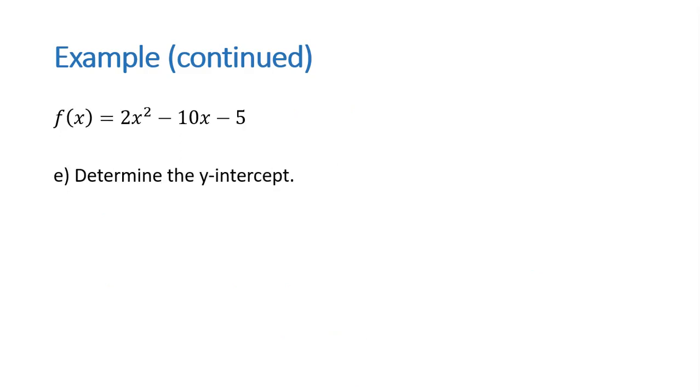Okay, so the y-intercept is much faster. Plug in a 0 for x, let x be 0, y has to be negative 5 in order for x to be 0. So that means our y-intercept is going to be 0, negative 5.